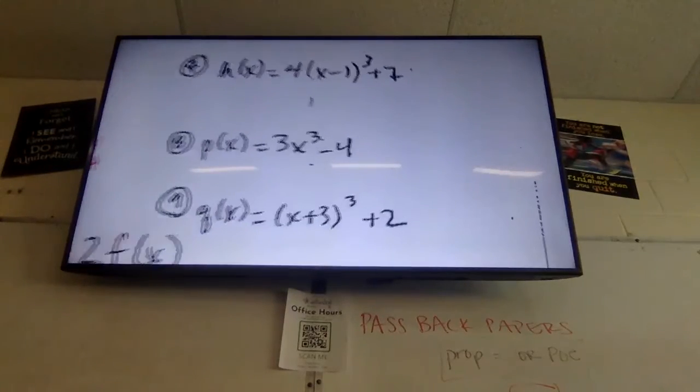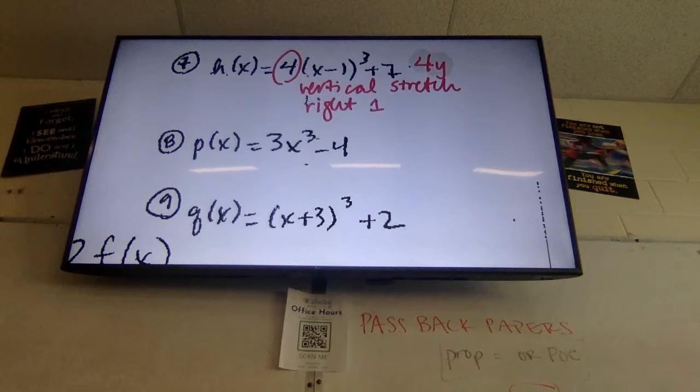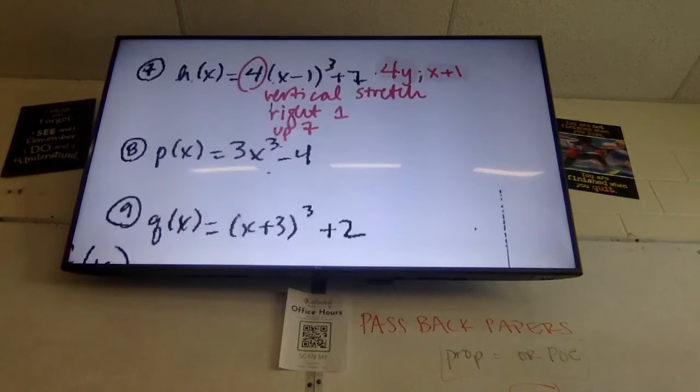Okay, next 3. This next one's got a lot. What's one thing that's happening? Vertical stretch of 4. How do I do that? Which variable does that affect? Y, so 4 times y. Good. What's another thing that's happening here? Right 1, which does what to which variable? X plus 1, very good. What's the last thing that's happening? Up 7, which affects which variable? Y plus 7. Great.